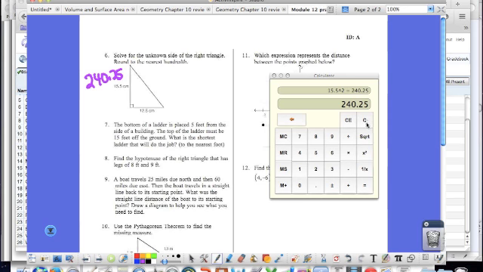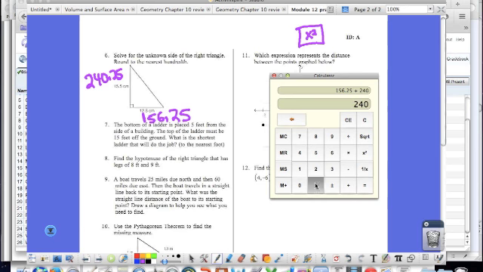Yeah, there's a button for squaring, guys. On your calculator, it's X with a little 2. Next, 12.5 squared is 156.25, correct? It's next to the square root button.